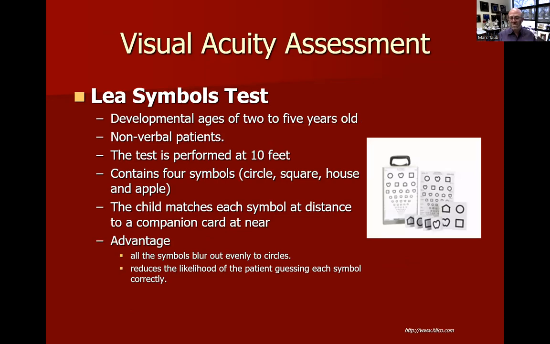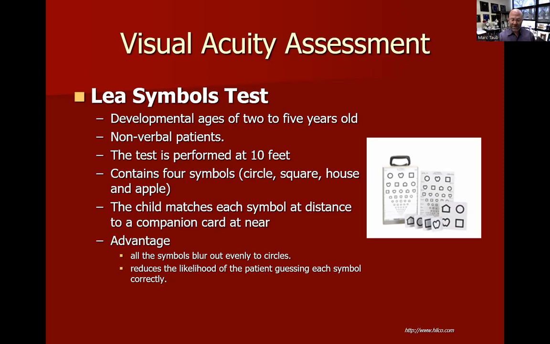For visual acuity assessment, I love the Lea symbols. Developmentally they're for ages 2 to 5, but that kind of goes out the window when you have a patient who's on the spectrum. You can use this on any age patient that you'd like. I actually use Lea symbols when I go to the rehab centers and work with stroke patients. Sometimes they forget their letters, so bringing them back down the developmental pathway using the shapes can be quite beneficial. This test has 4 different shapes: a circle, a square, a house, and an apple.